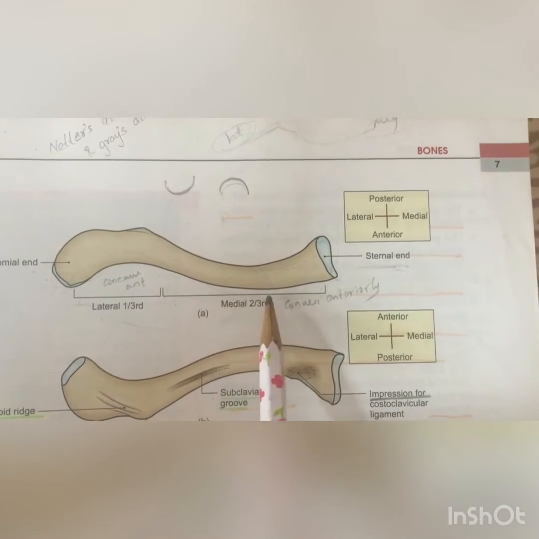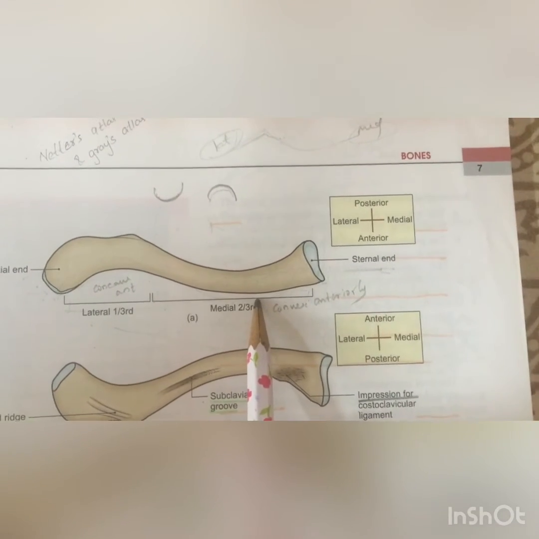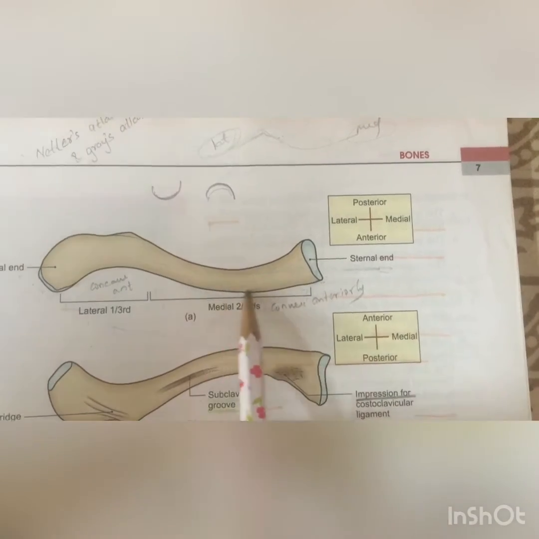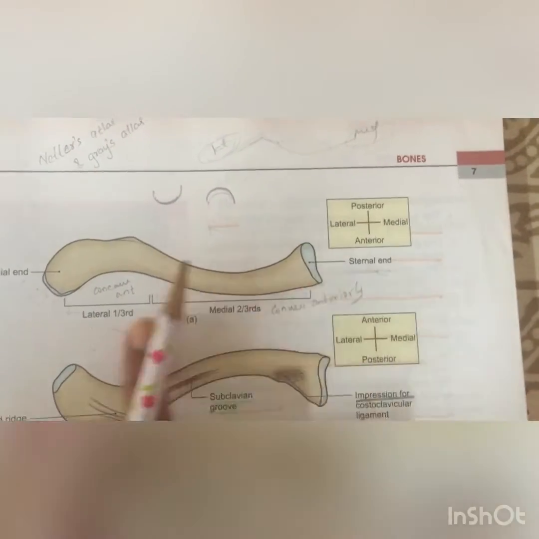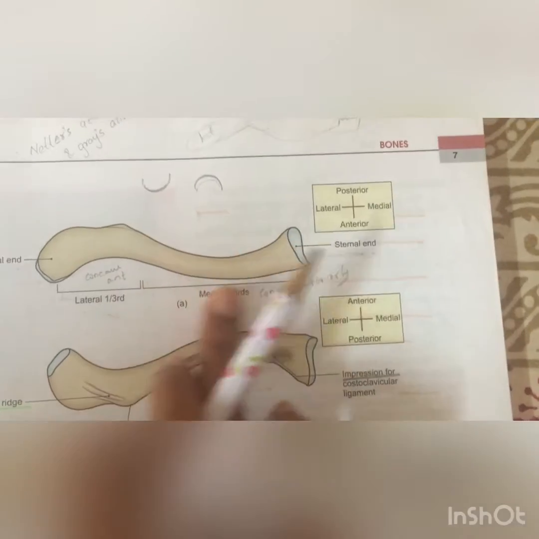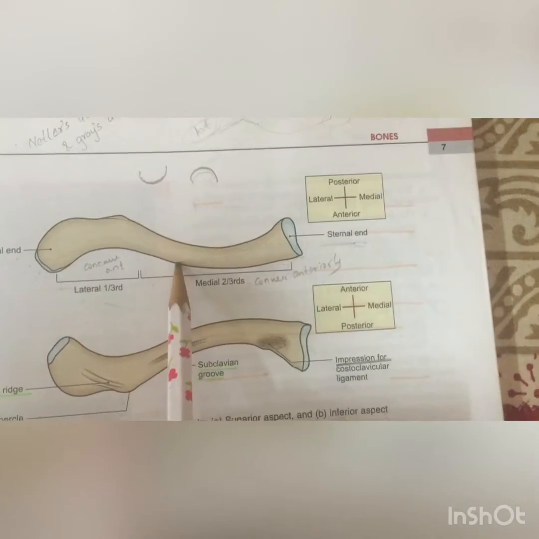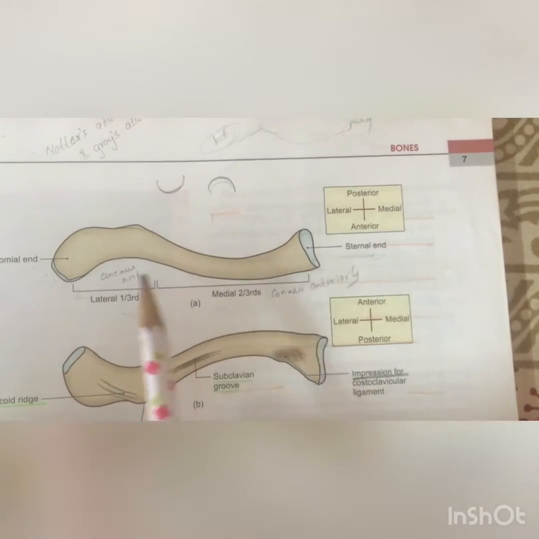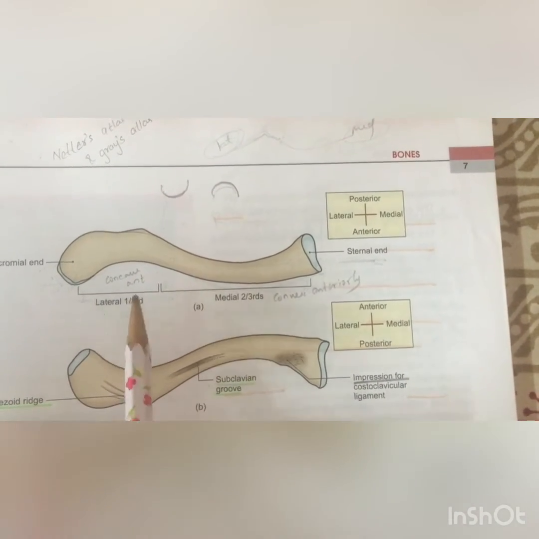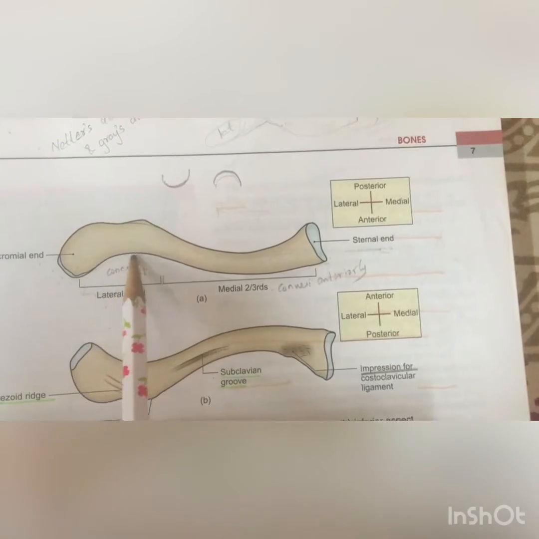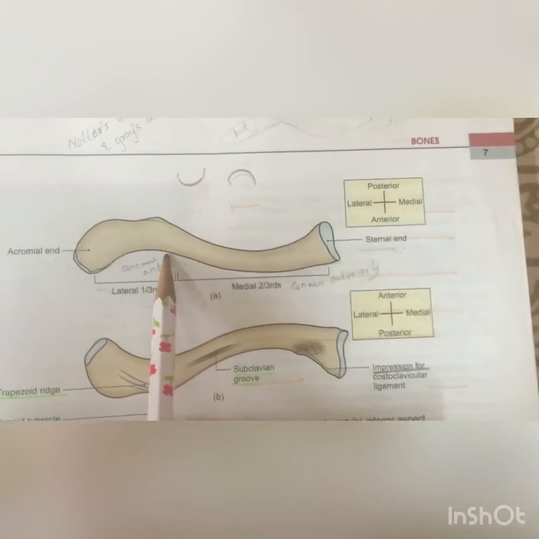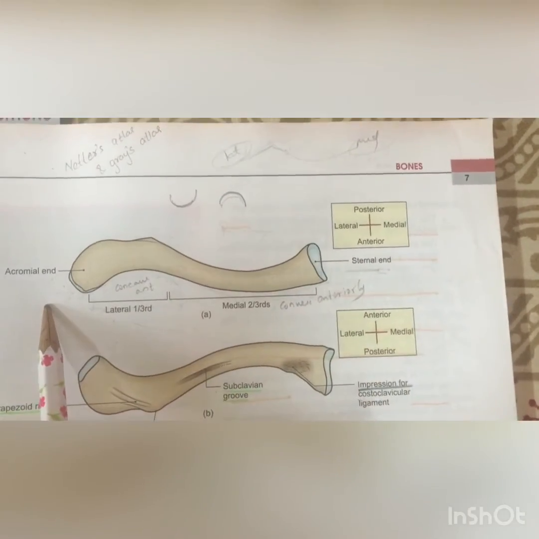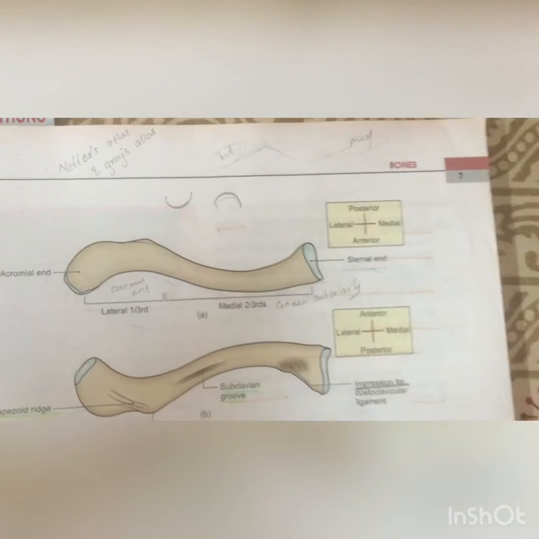In the medial two-thirds, it's convex forward. You can see it's convex, right? It's convex forward, so this is the anterior and this is the posterior view. At the medial side it will be convex forward, and at the lateral one-third it will be concave forward. Now we have found both the ends and the anterior and posterior parts.